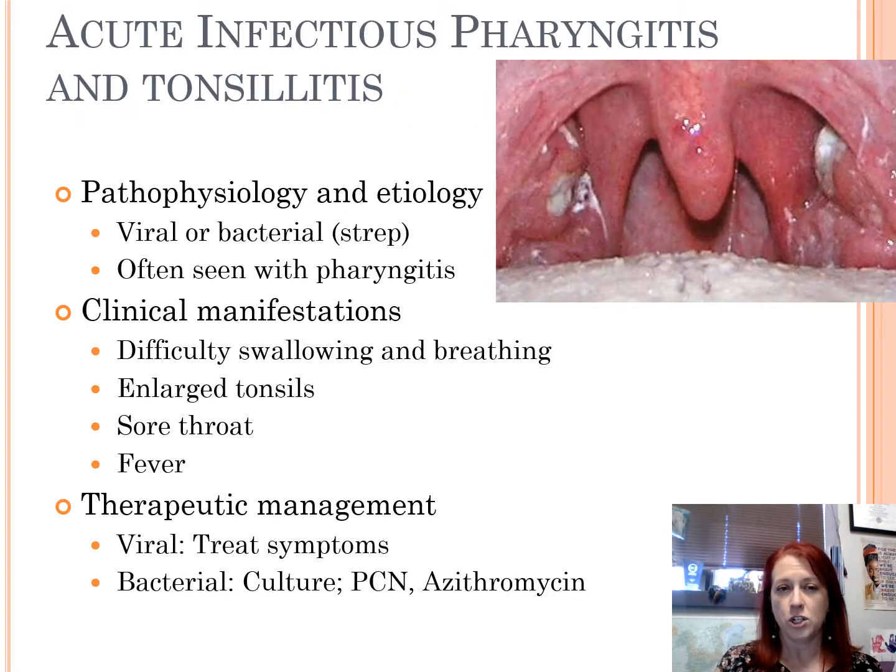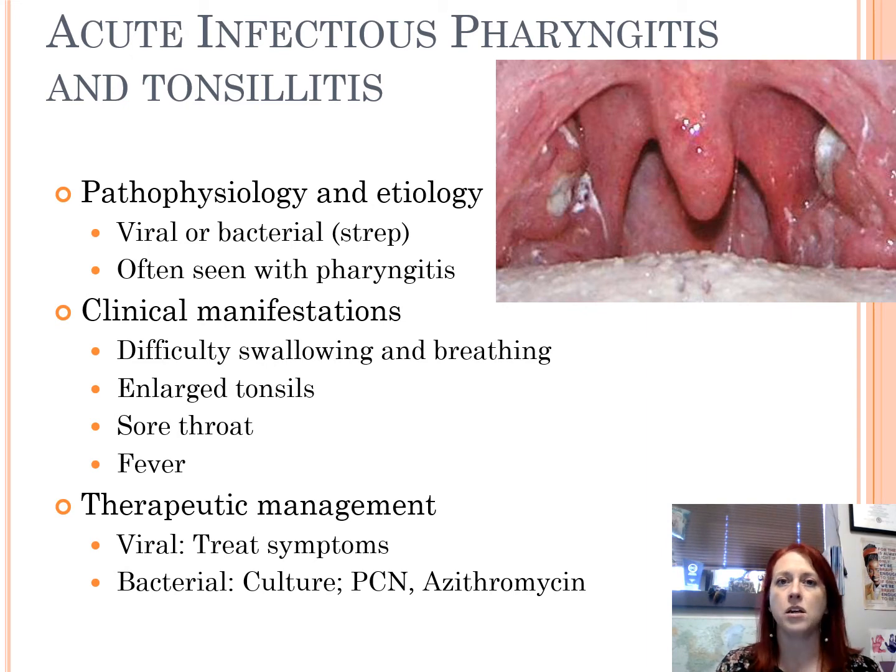Acute infectious pharyngitis and tonsillitis, so inflammation of the tonsils. Viral and bacterial pathogens cause this. Strep throat is a very common one in our school age group. Viral infections are more common in the younger age kiddos, but a viral illness can cause a pharyngitis or tonsillitis in any patient. They have trouble swallowing sometimes. It really hurts to swallow.